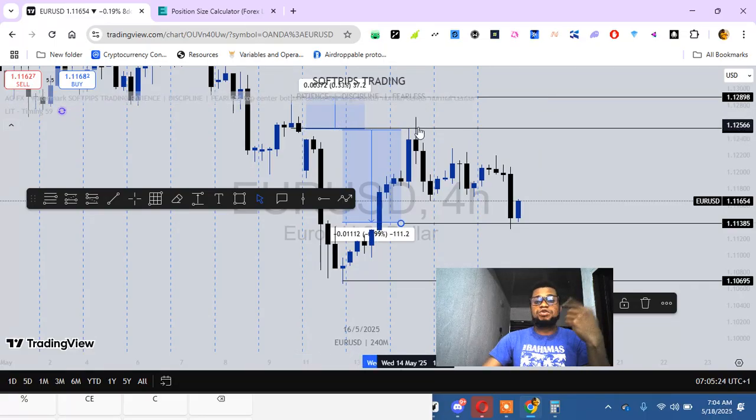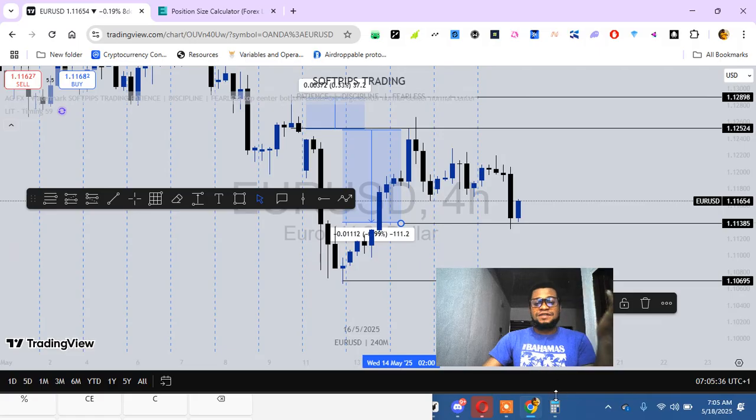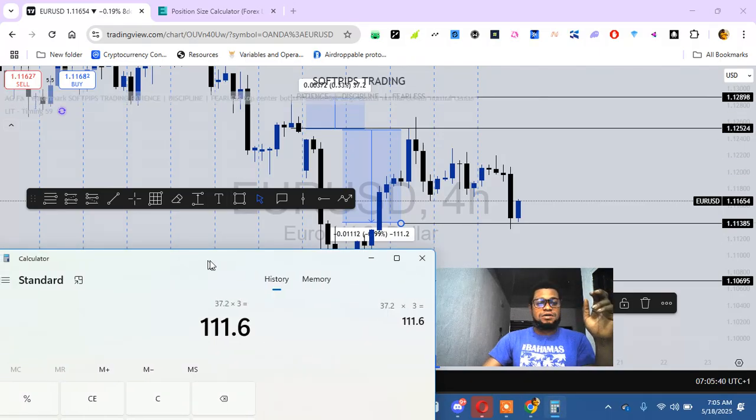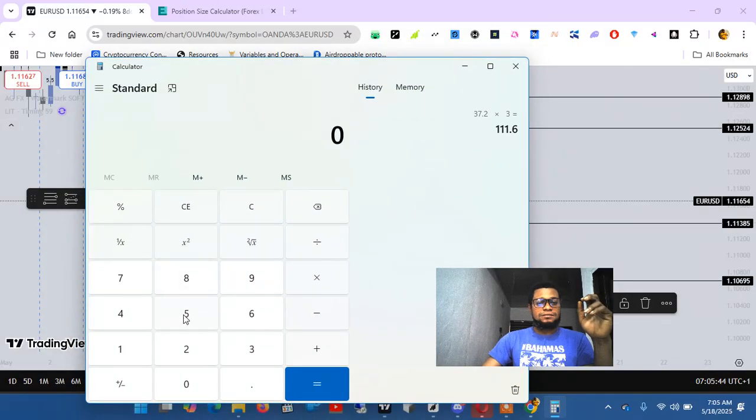When we go to a lower time frame, you see that there are other things that could make us get a smaller SL and a higher risk to reward ratio. So for now, let's say I have a $500 account. The first type of risk management is, if you have a $500 account, all you need to do is come here and do 500 divided by 10,000.